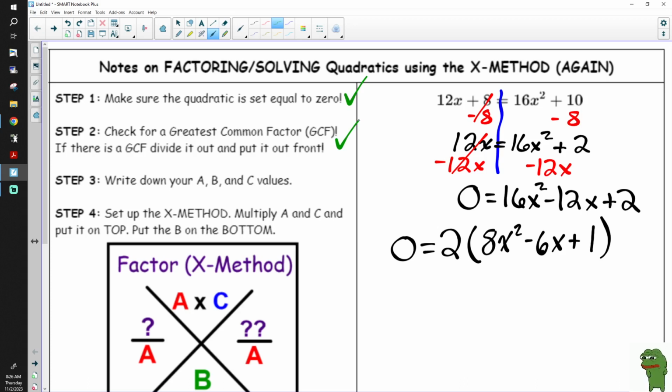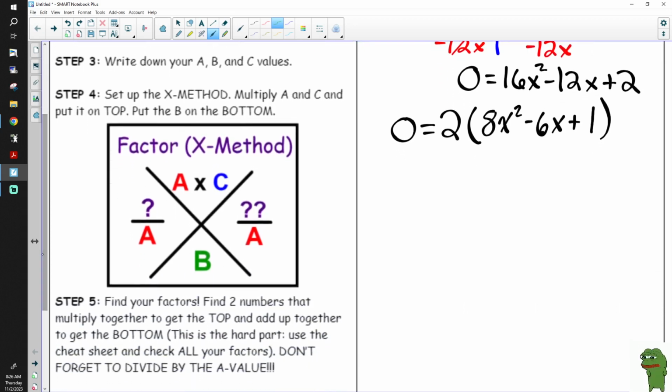So onwards and upwards. Step number 3. We need to write down what our a, b, and c values are, because we're going to use those to do the x method. So if we look over here, what is the value of a? 8. Just 8. A equals 8. We do not care about the variables. My b value is, careful, -6. Yep.